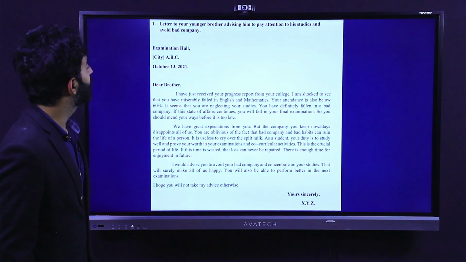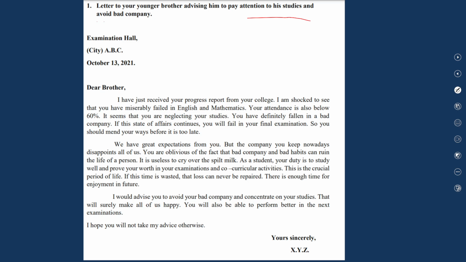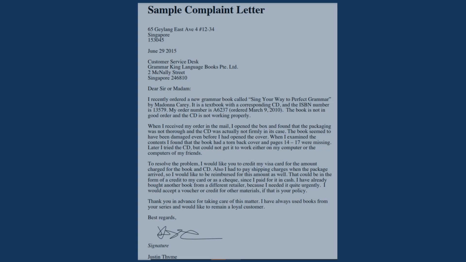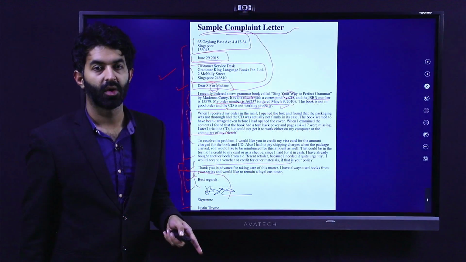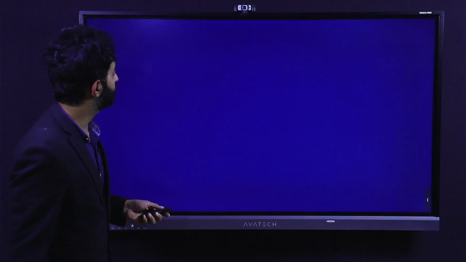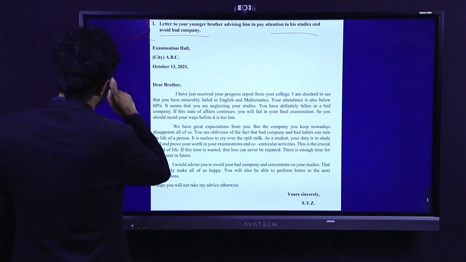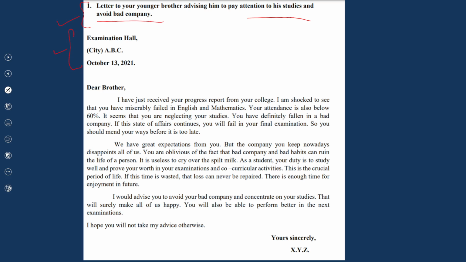Now, here is a letter to your younger brother advising him to pay attention to his studies and avoid bad company. Now, what kind of letter is this? Previously, this was a very formal letter. All right. So that was a formal letter, but now we are going to analyze this informal letter. So, for exam purposes, this format is followed: examination hall, because this is where you are currently at that time. Examination hall, comma, city ABC, October 13, 2021.